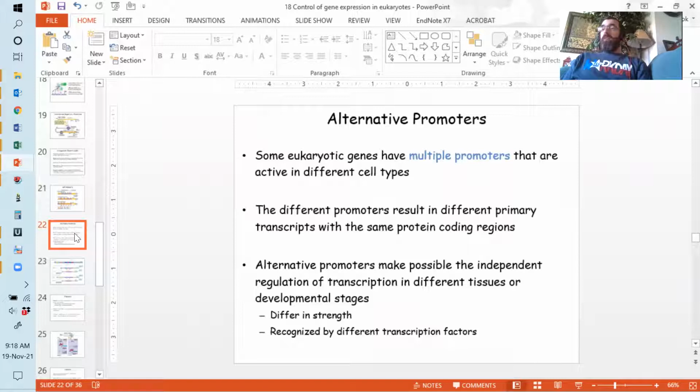You can also have more than one promoter. So you can have one gene but several different promoters, which will give you different transcripts and proteins depending on the context in which those promoters are active.